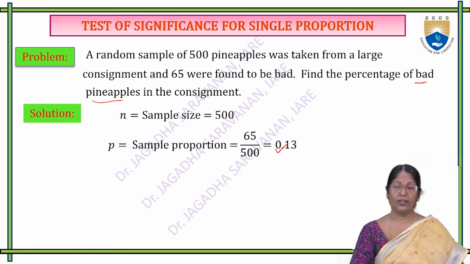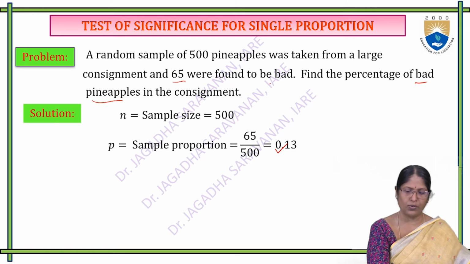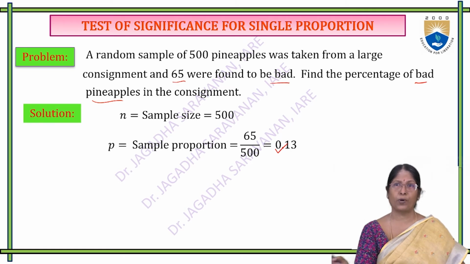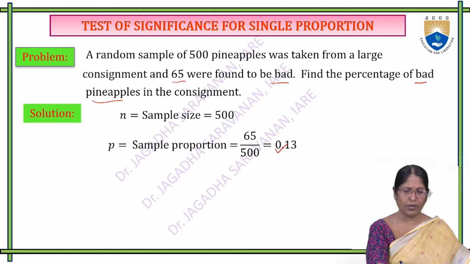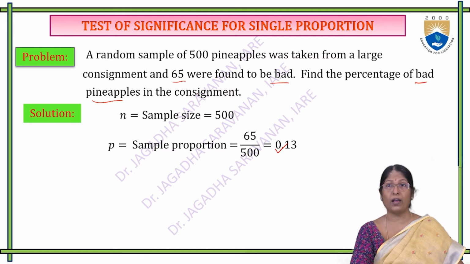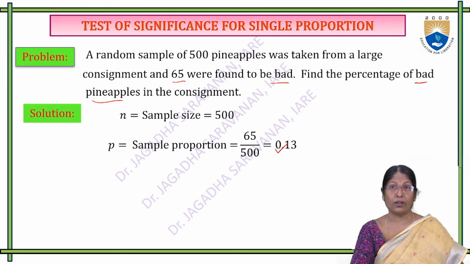So that is the reason here 65 is mentioned as bad. The proportion of the consignment regarding bad pineapples, they asked 65 by 500. Suppose they are asking good pineapples, then 500 minus 65, 435 divided by 500, we have to do. So reading the question, the direct question or indirect question, we have to be very careful.